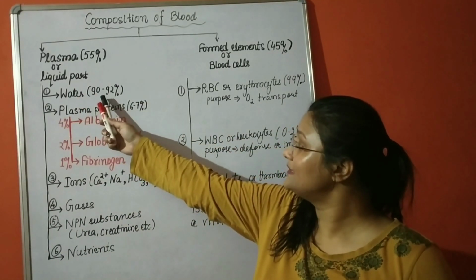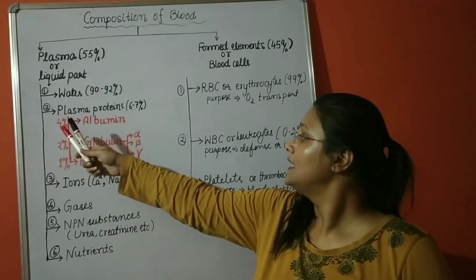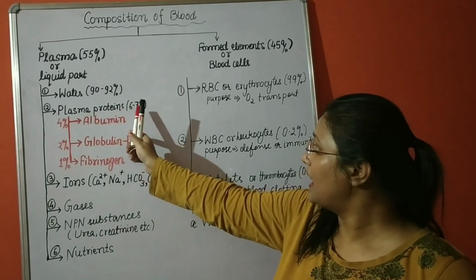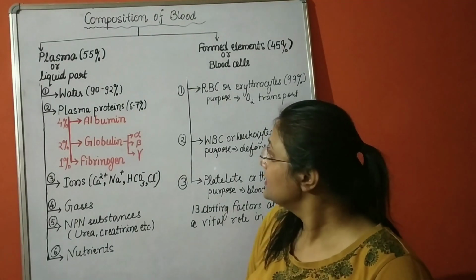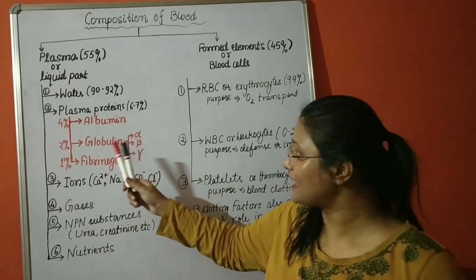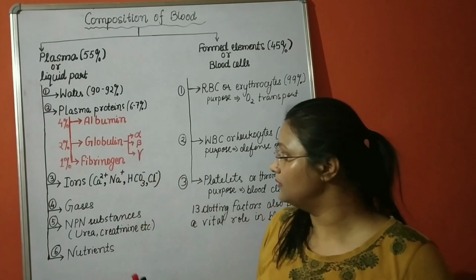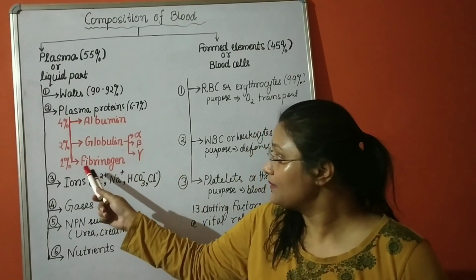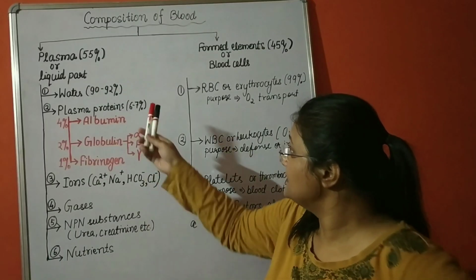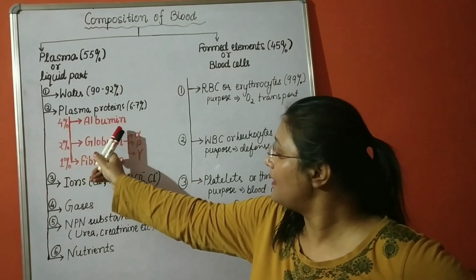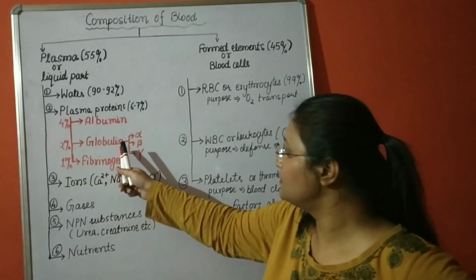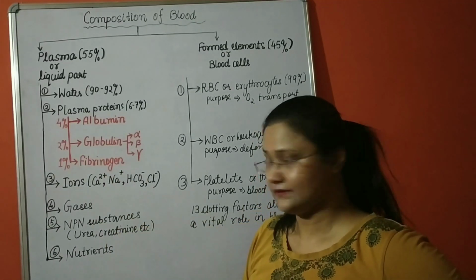90 to 92% is water, and it has 6 components basically, and plasma proteins are 6 to 7%. Right. So plasma proteins are of 3 types: albumin, globulin, which is also of 3 types: alpha globulin, beta globulin and gamma globulin, and fibrinogen is the 3rd type of plasma protein. So these are 7%, out of which 4% plasma protein is albumin, 2% is globulin, and 1% is fibrinogen.